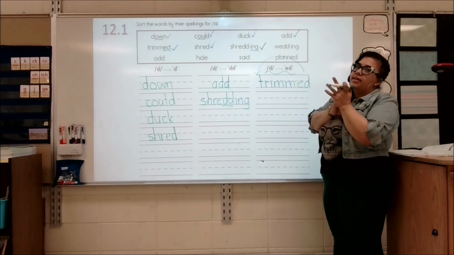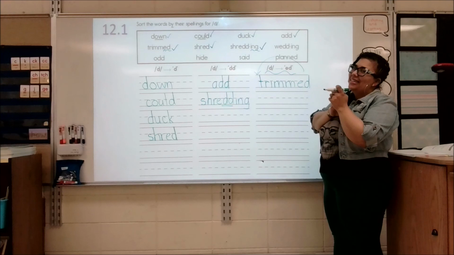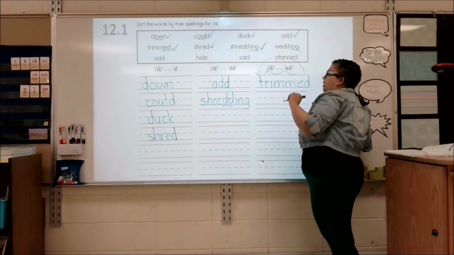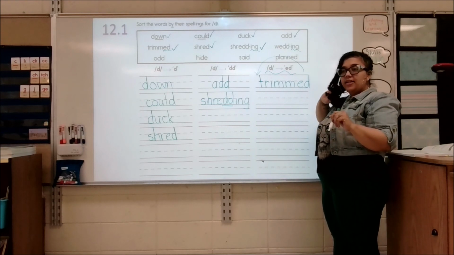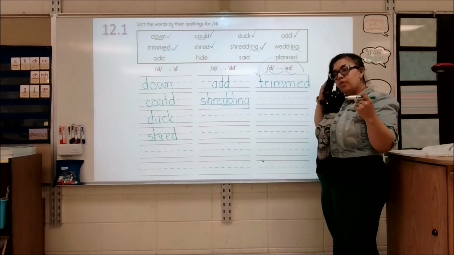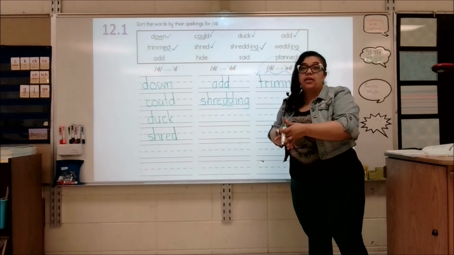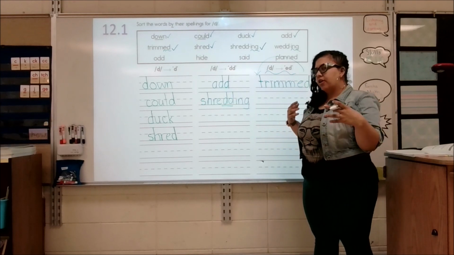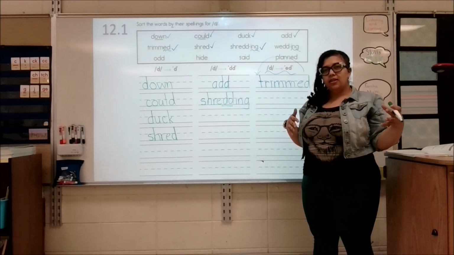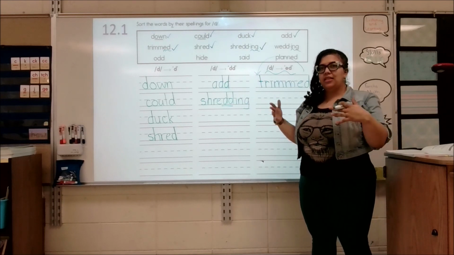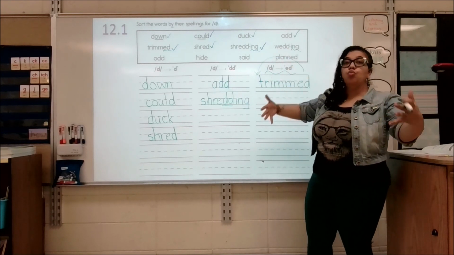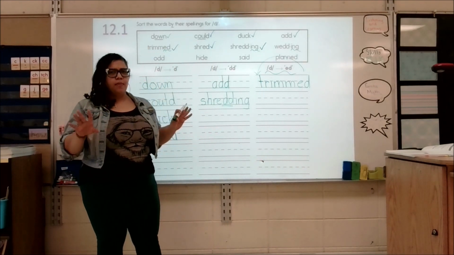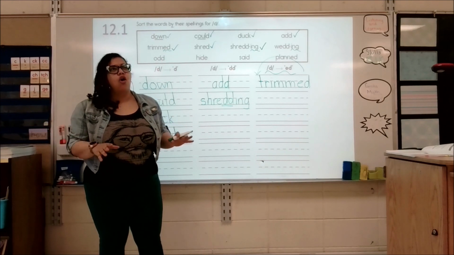The next word? Wedding. Okay, ing, it's a verb, wedding. Because the act of going to a wedding, you're witnessing people actually getting wed. So it's an interesting concept of a verb, because it's also a place or an event that you go to, but you're going somewhere to see the action of the people that are about to wed, which is another way of saying get married.